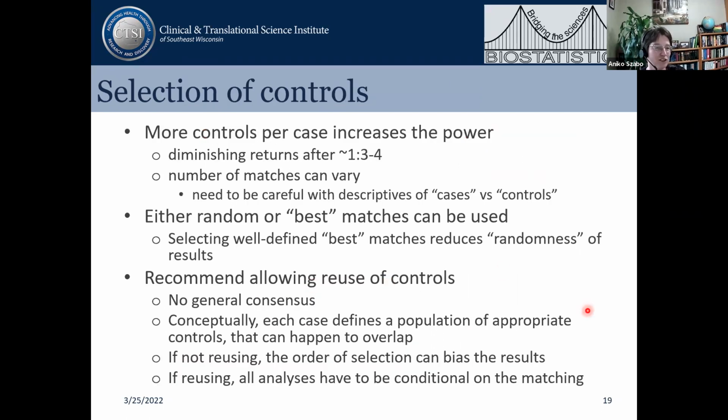So how many controls should we be selecting? In general, more controls increases the power. So the more, the better. On the other hand, there are diminishing returns after maybe 1 to 3, 1 to 4. Usually that's what's kind of considered good.